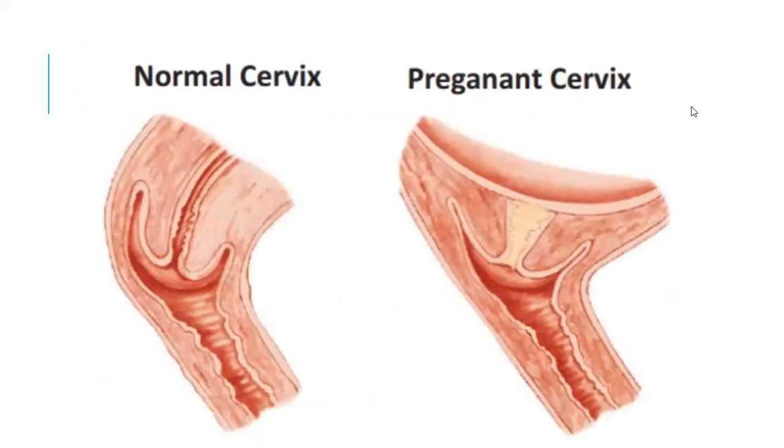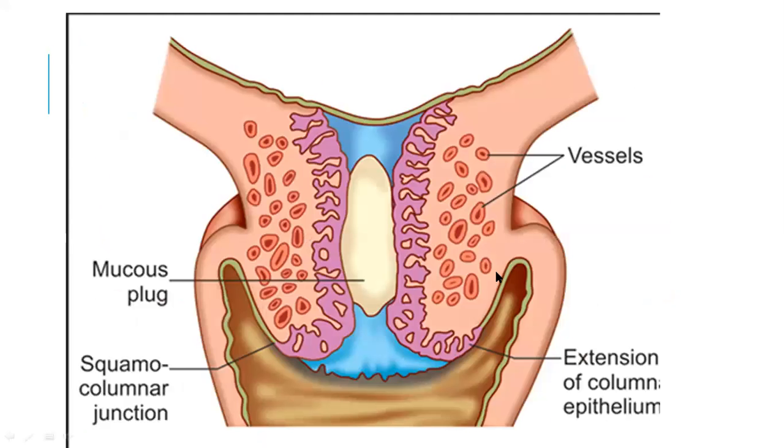So look at this. A normal cervix looks like this. The cervix is bulky and hypertrophic. This is the columnar junction, the extension of the columnar epithelium, and more dilated vessels; the cervix becomes more vascular. This is the mucus plug in the cervix.